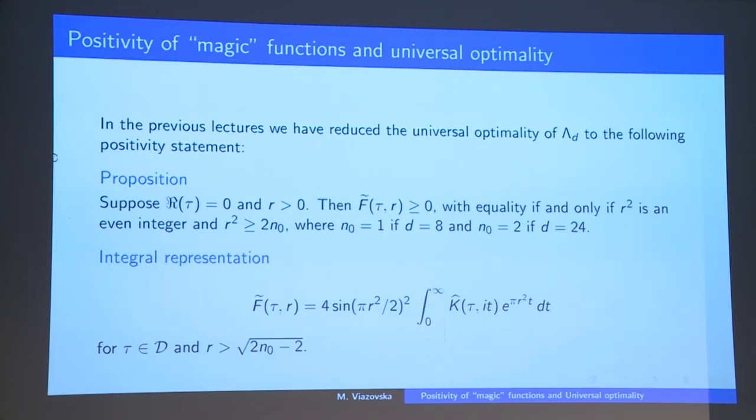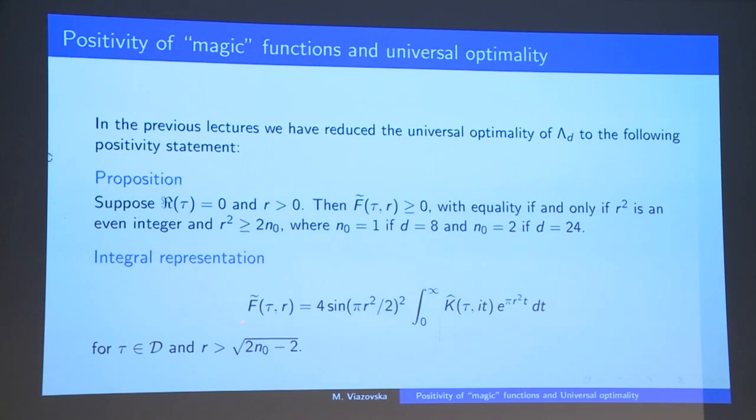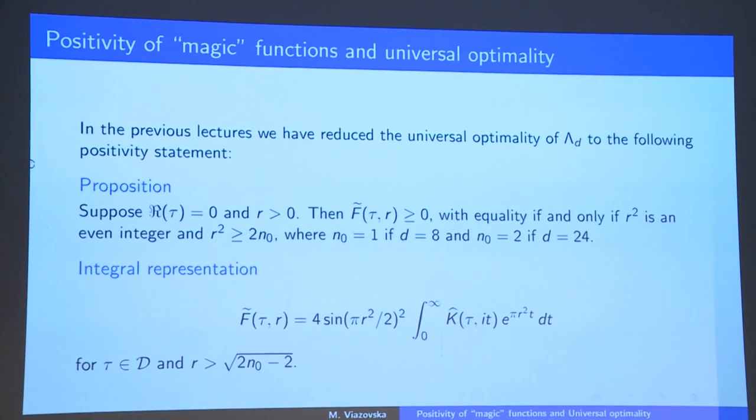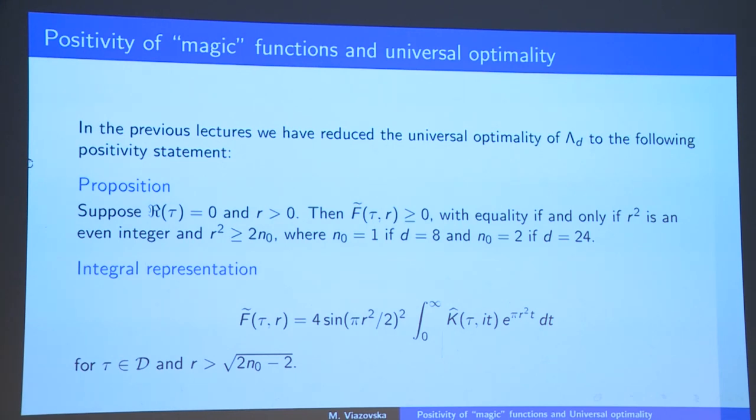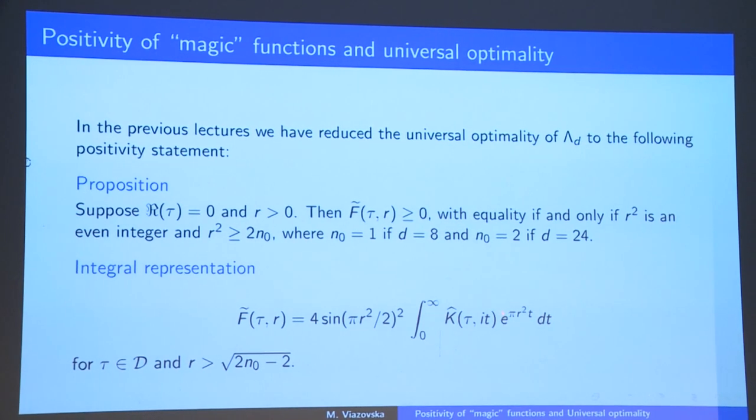If the dimension is 24, then this number n0 equals 2, which means that the first possible length in the Leech lattice is missing. We have no vectors of length square root of 2. So this integral will converge only if R is big enough. Again, I made a typo here, there should be a minus sign. With the minus sign, this will be a very fast decaying term, which will compensate for poles of k hat.